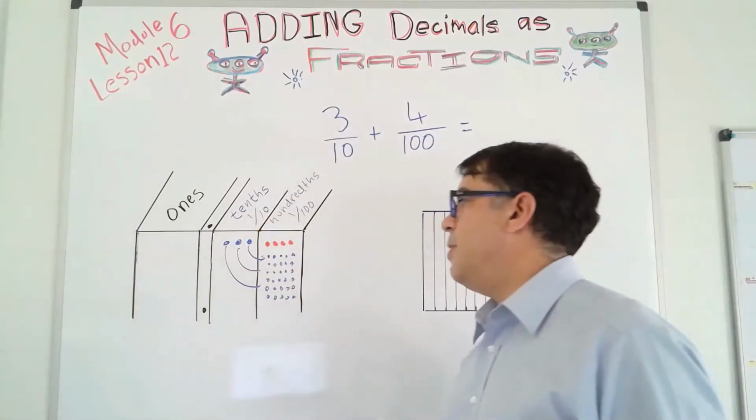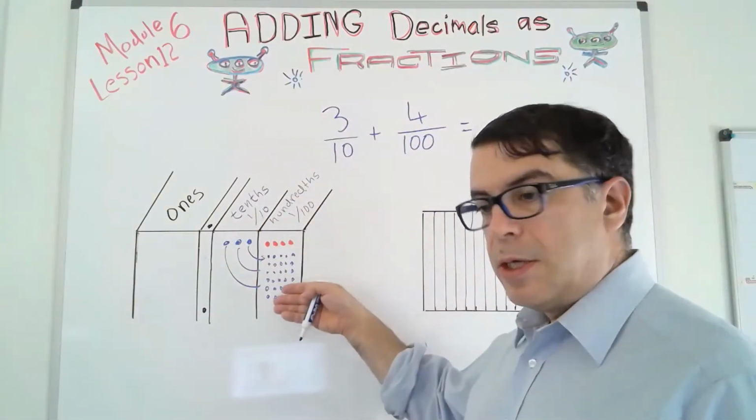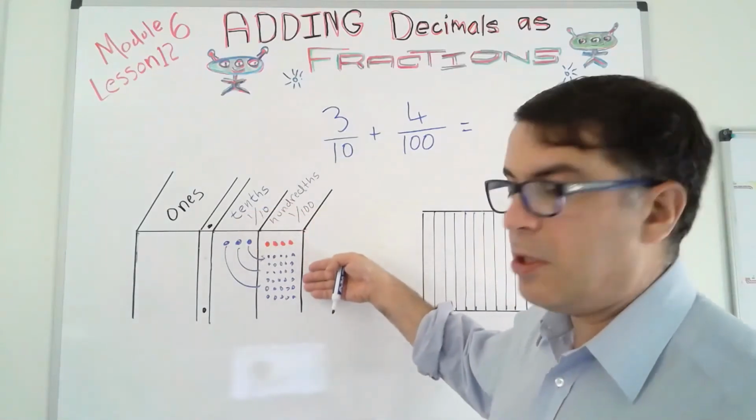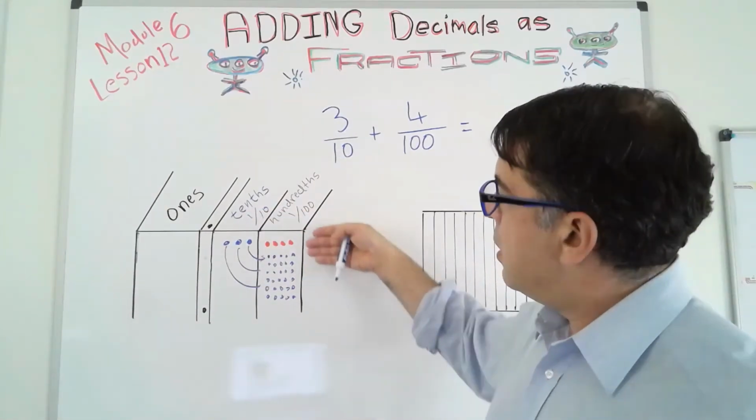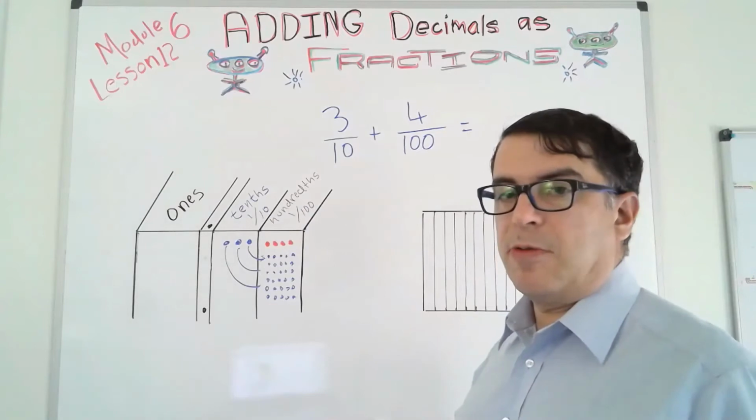So what do I have over here? Now I have 30. So 3 tenths equals 30 hundredths. You can see that when I regroup. And if you add the 4 more, we end up with 34 hundredths.